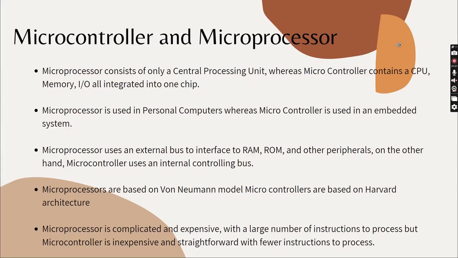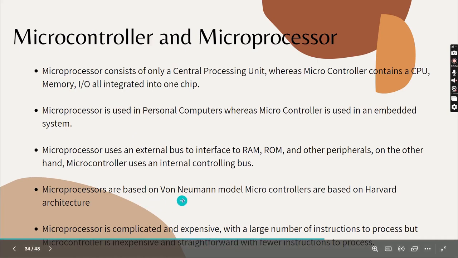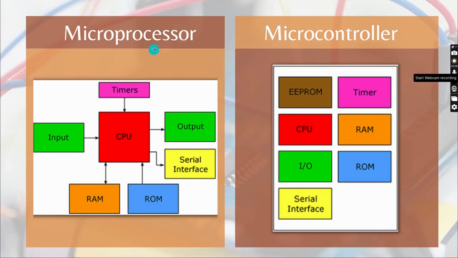This is a very important topic: microcontroller, microprocessor, and what's the difference between them. A microcontroller contains all of these components in a single chip: CPU, memories, input and output, all the peripherals. While a microprocessor is only a central processing unit and any other devices are connected externally. A microprocessor is used in personal computers, whereas a microcontroller is used in embedded systems. A microprocessor is based on the von Neumann model, while a microcontroller is based on Harvard architecture. So this is this.